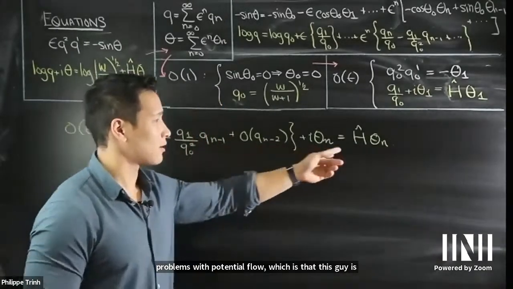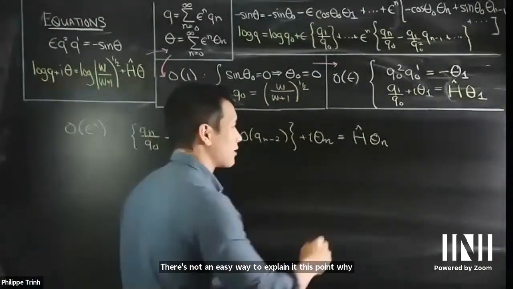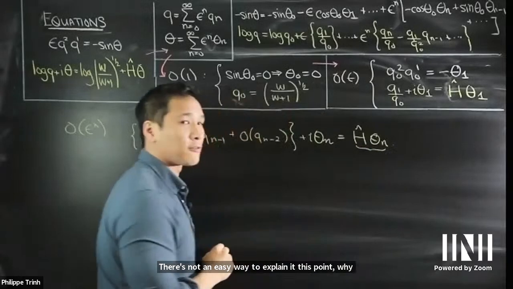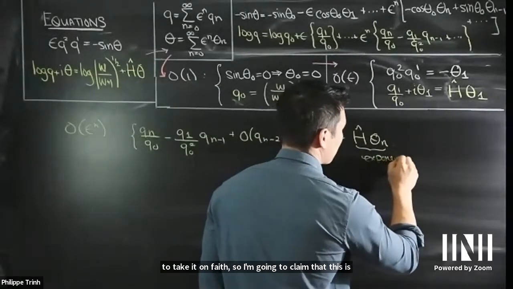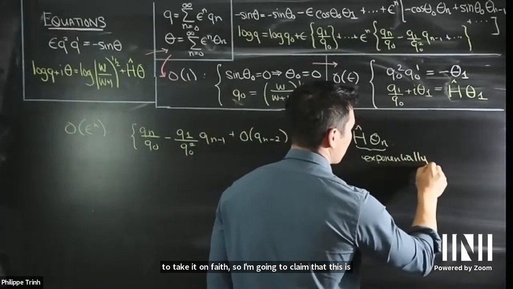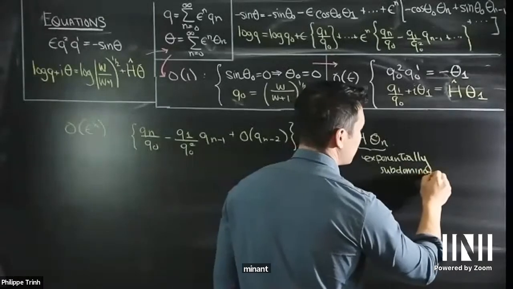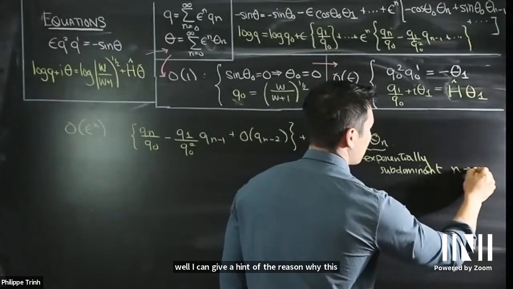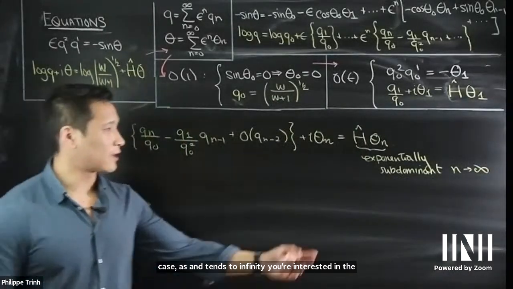And there's not an easy way to explain at this point why you get to assume that. So you just have to take it on faith. So I'm going to claim that this is exponentially subdominant. Well, I can give a hint of the reason why this is the case. As n tends to infinity, you're interested in the limit, the late order terms, n tends to infinity.